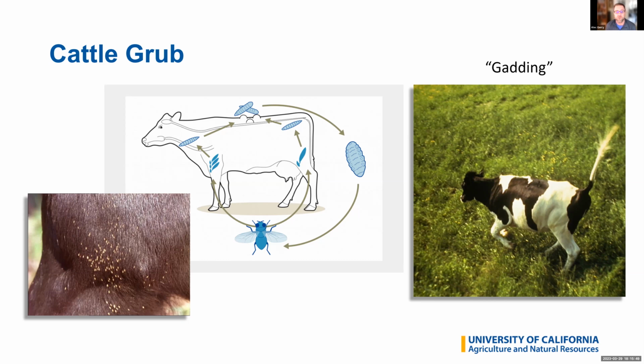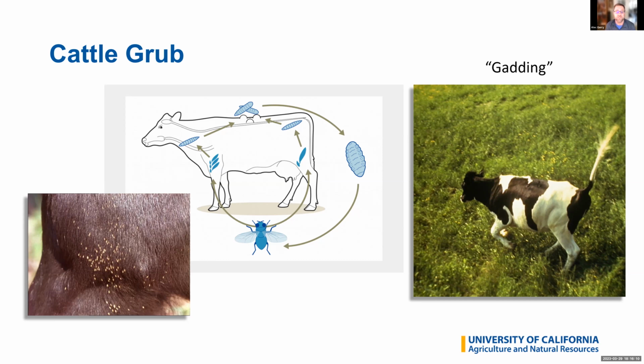And it's that breathing hole that we call the warble. So if you think about those holes or those bumps on the back of the cattle, that's the warble. And the warble really is just a small hole that the maggot has cut into the skin, into the tissue, in order to reach the outside air to get oxygen.